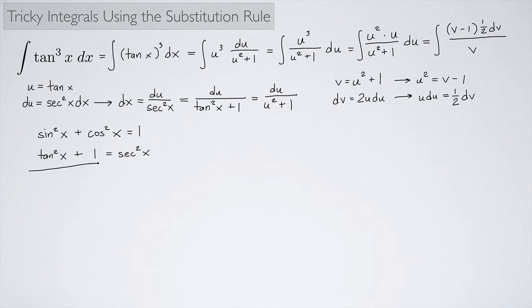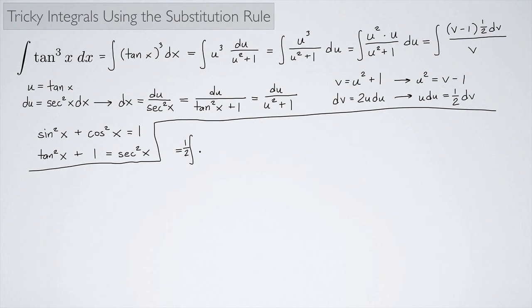So let's kind of make some room here. And so next line down, we'll start over here. This is going to equal the integral of, and so this is a 1/2 that can come outside actually. So let's put that 1/2 out front. And then I have a v minus 1 over v, dv. And let's break this up.